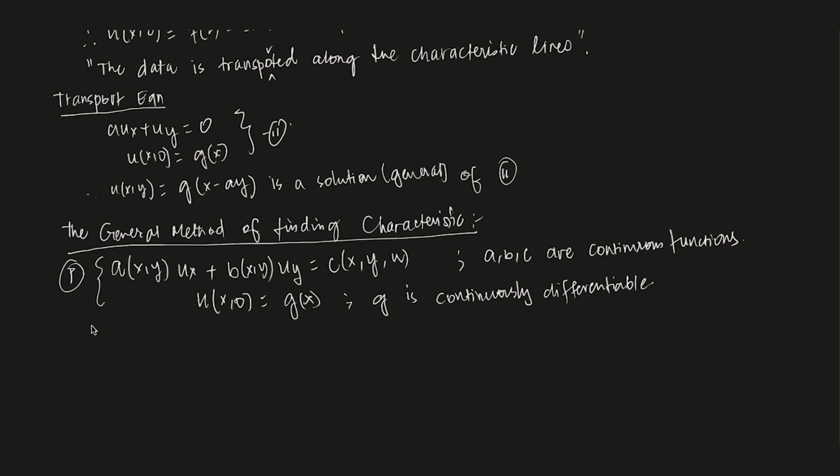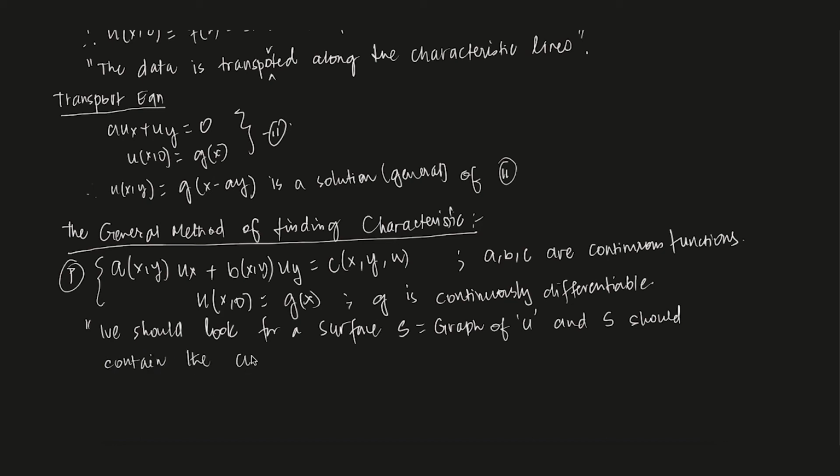Let's write the characteristic equation and see. First of all, we want to find a surface. So we should look for a surface S which is the graph of u, and S should contain the curve (r, 0, g of r), where r is in some interval. Solving the first equation means that you are looking for a graph of u, a regular smooth surface.